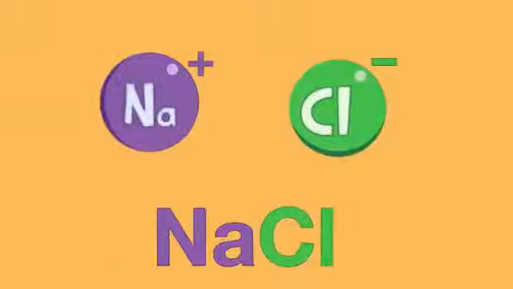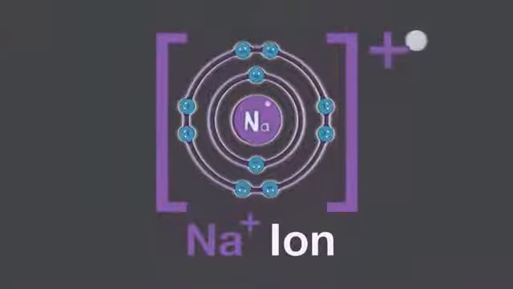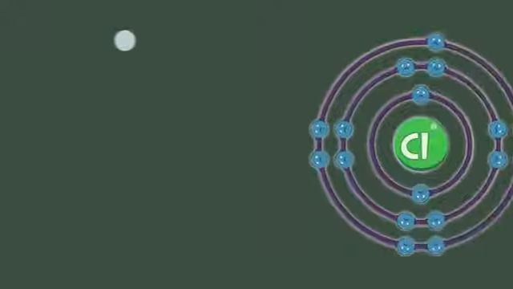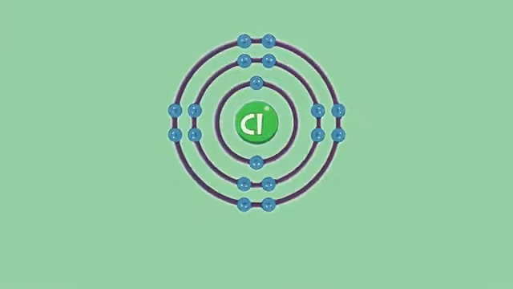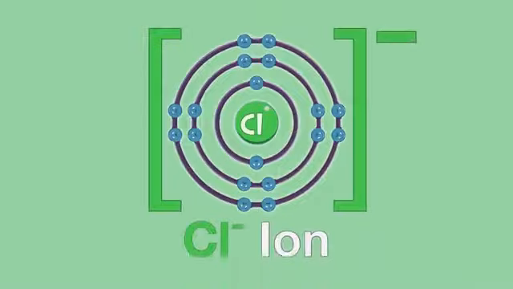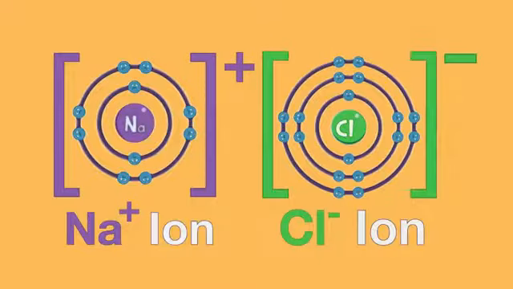Let's look at sodium chloride as an example. Sodium loses one electron to form a sodium ion. The electron is not lost, but transferred to chlorine to form a chloride ion. So we have a sodium ion and a chloride ion.